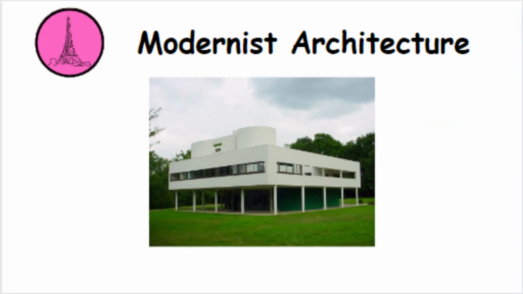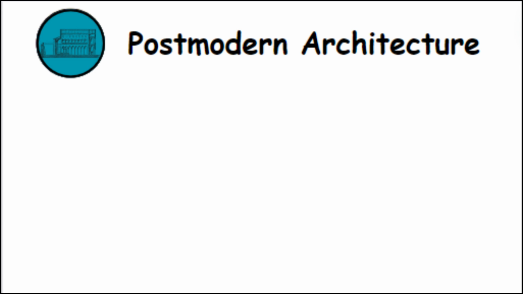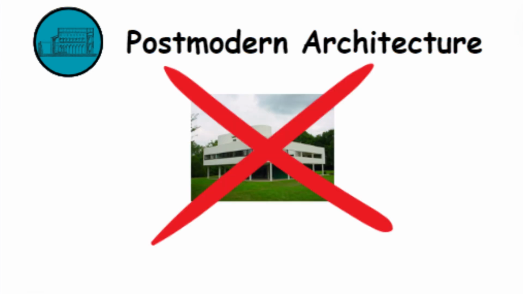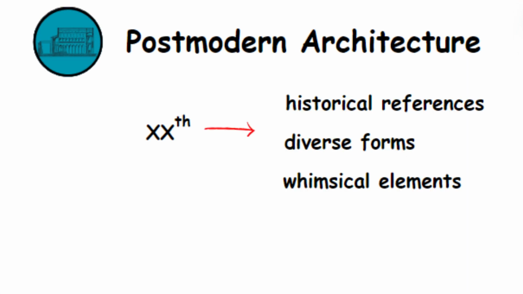The Villa Savoye in Poissy, France, is a seminal example of modernist architecture, featuring clean lines, open floor plans, and a minimalist aesthetic that emphasizes functionality and geometric forms. Postmodern architecture. Reacting against the perceived limitations of modernism, postmodern architecture emerged in the late 20th century as a playful and eclectic style that incorporates historical references, diverse forms, and whimsical elements.